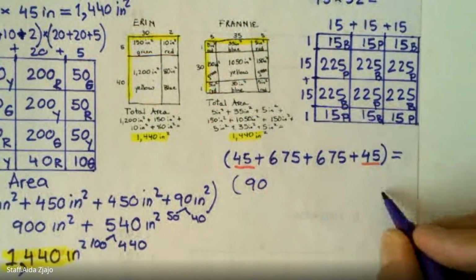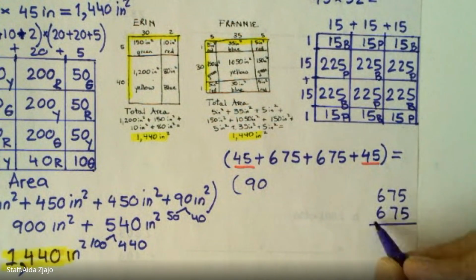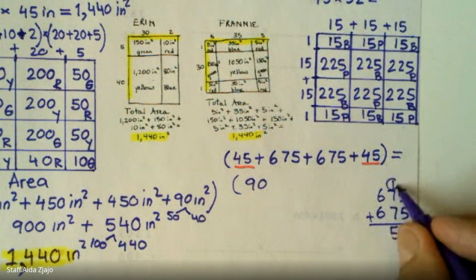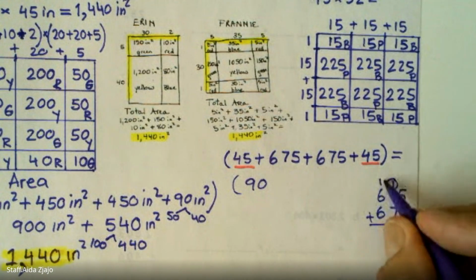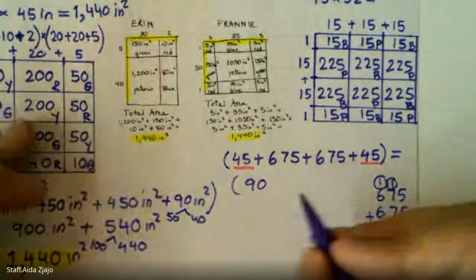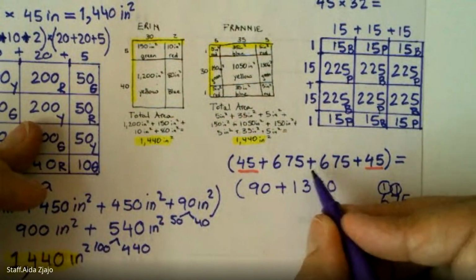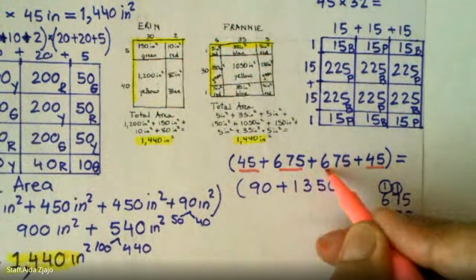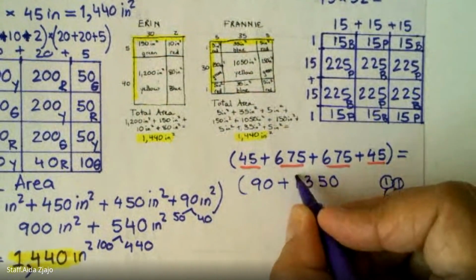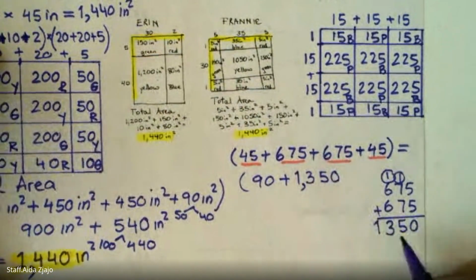So now 675 plus 675 is going to be 7 plus 7, 14, plus 1 is 15. And remember 6 plus 6 is 12, plus 1 is 13. So plus 1,350. So these two, this and this, is 1,350. Okay, and now I need to add 1,350 and 90 to it.